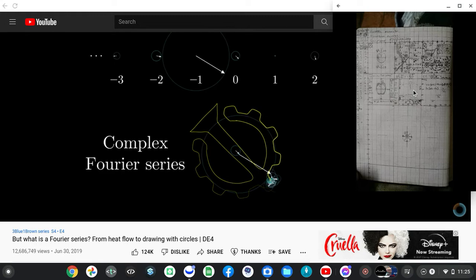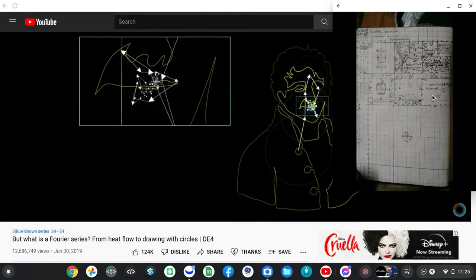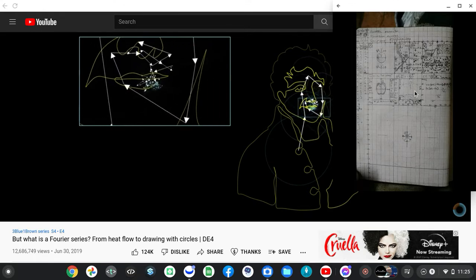Before diving into it all, I want you to take a moment to just linger on how striking this is. This particular animation has 300 rotating arrows in total.